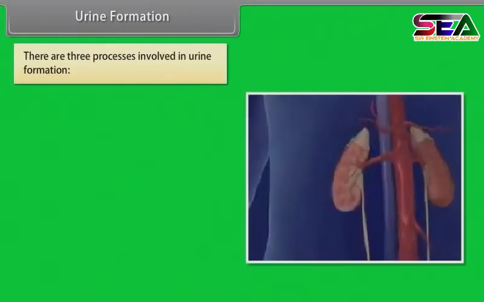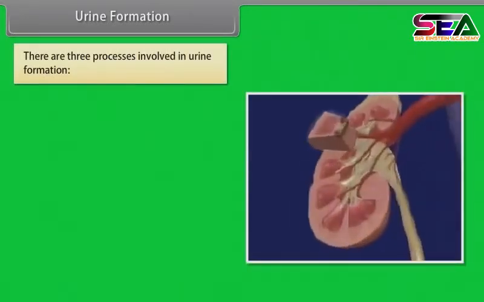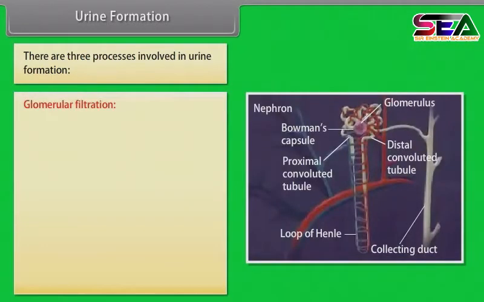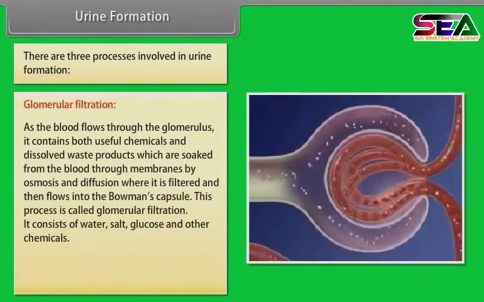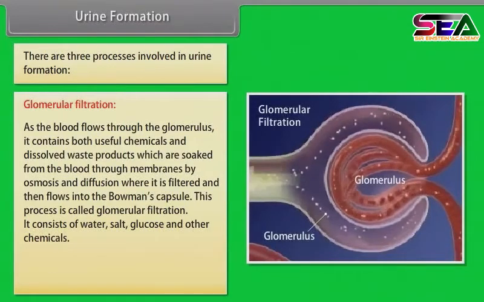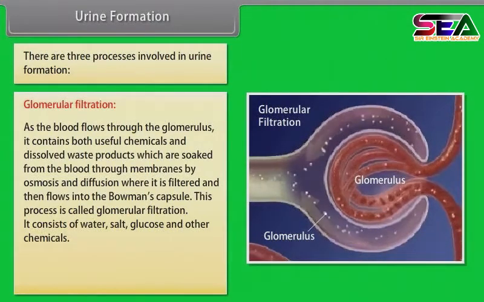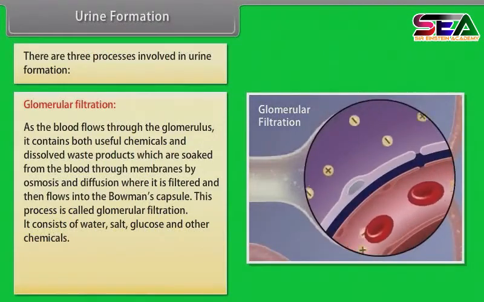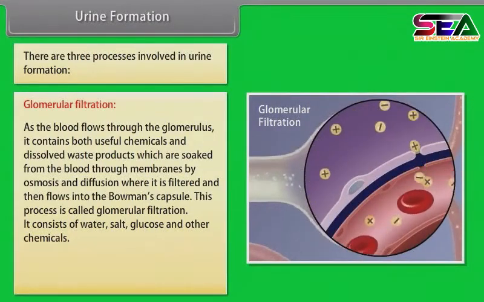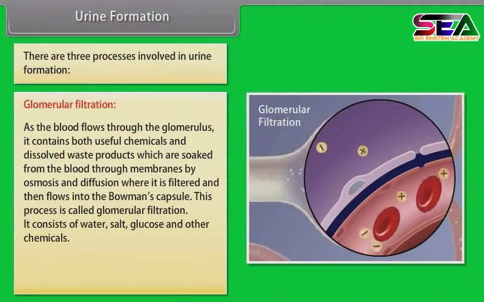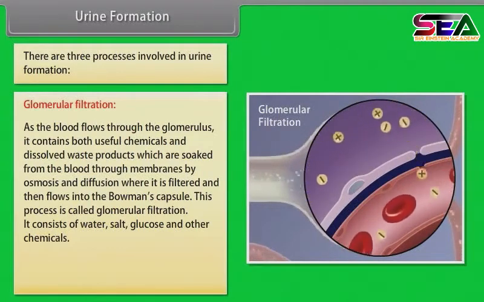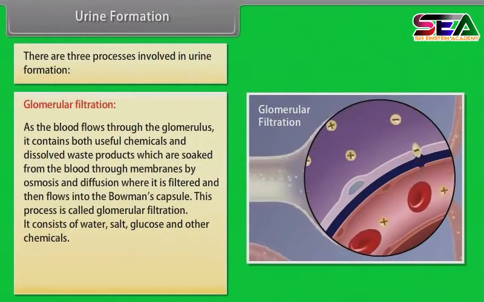Urine formation. There are three processes involved in urine formation. First is glomerular filtration. As the blood flows through the glomerulus, it contains both useful chemicals and dissolved waste products, which are soaked from the blood through membranes by osmosis and diffusion, where it is filtered and then flows into the Bowman's capsule. This process is called glomerular filtration.